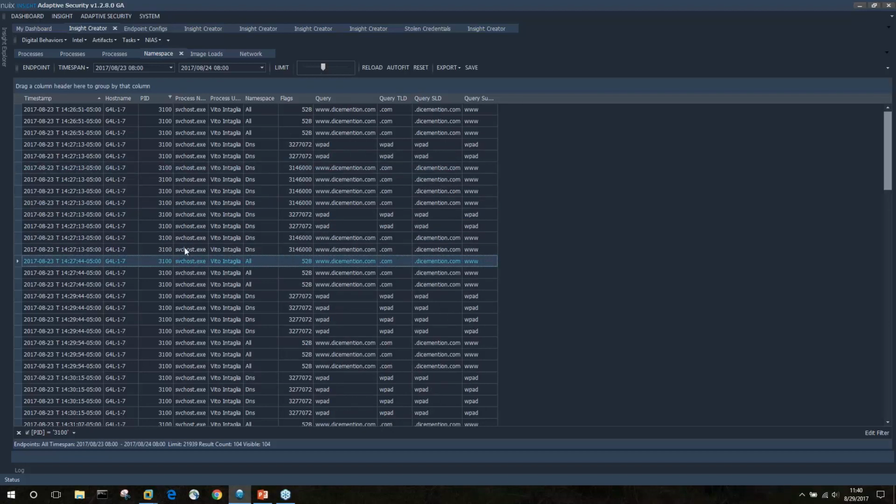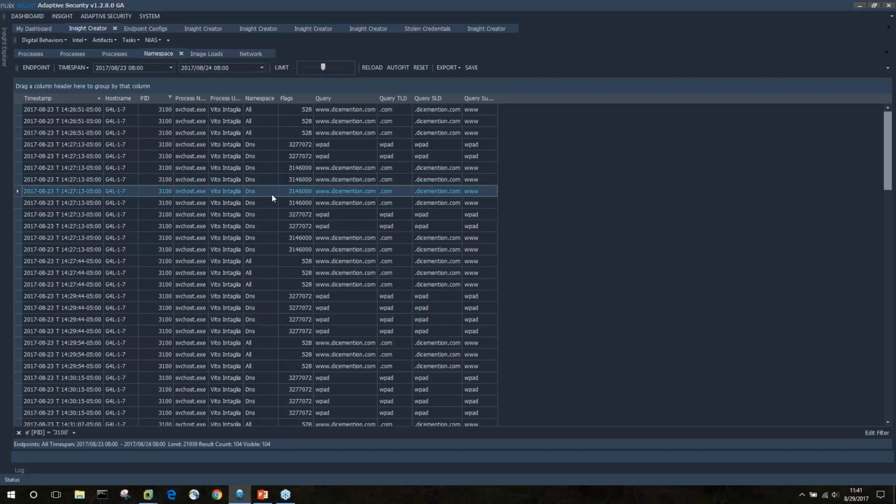In this case, my search was for the process identifier associated with service host. And what it's showing me is that I have a number of queries to a site called www.dicemention.com, and that is a known bad domain, known to be used as part of a remote access Trojan campaign that took place a couple of years ago.